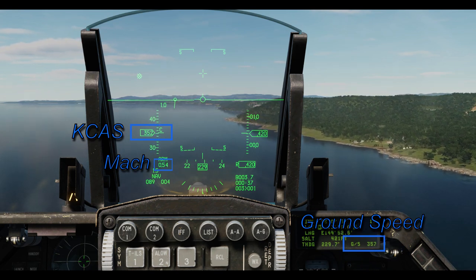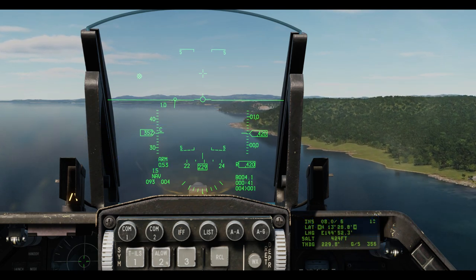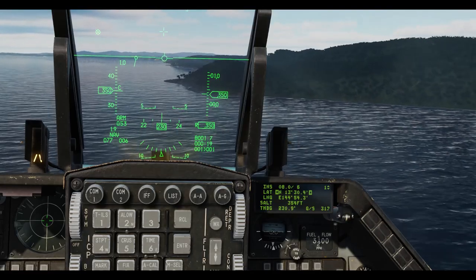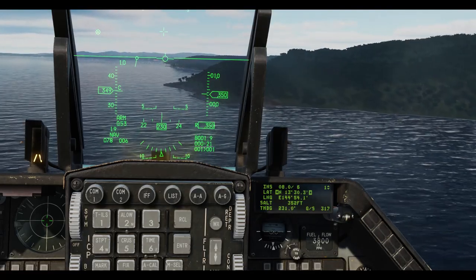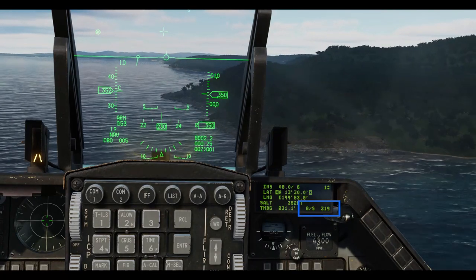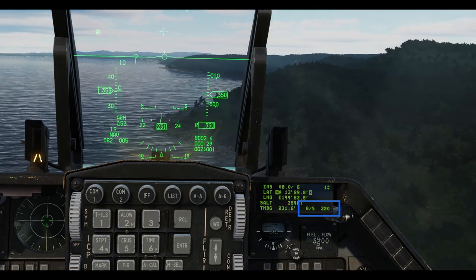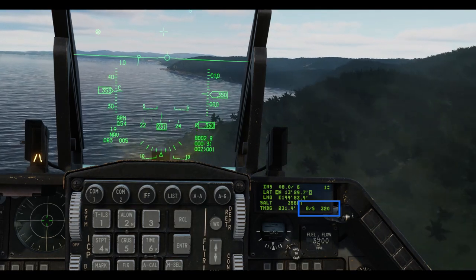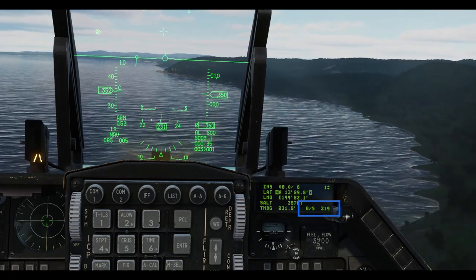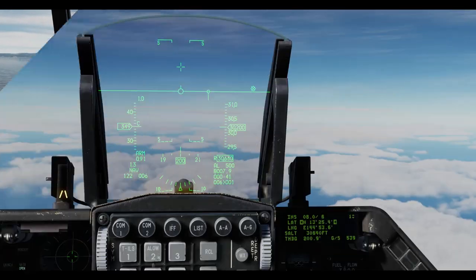Let's take a look at this same flight, but we're going to add in a significant headwind. With that headwind, things look the same, right? 350 calibrated and Mach 0.5. But look at our ground speed. It's a lot slower than what we had with no wind, and that's because the air flowing over our F-16 is moving at a relative speed of 350 knots, but our progress over the surface is a little slower than that. It's something we'll have to keep in mind when flying with strong winds.